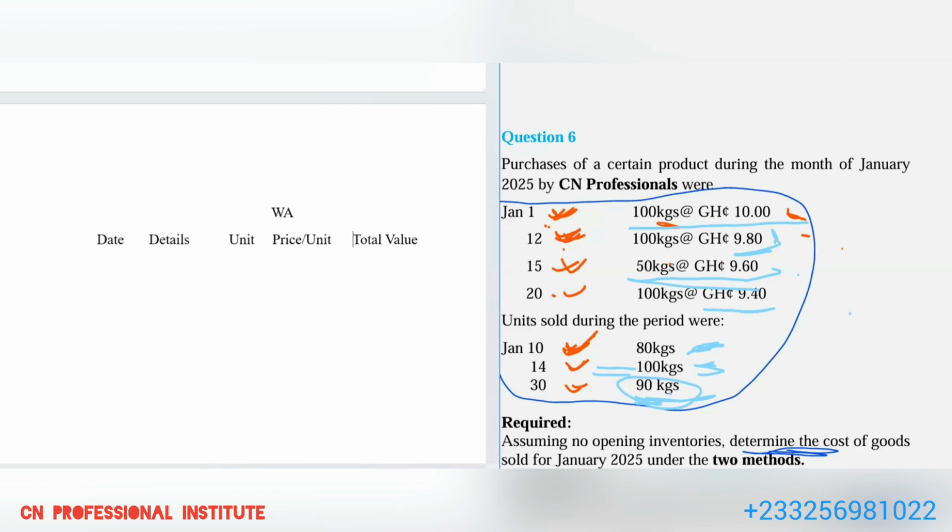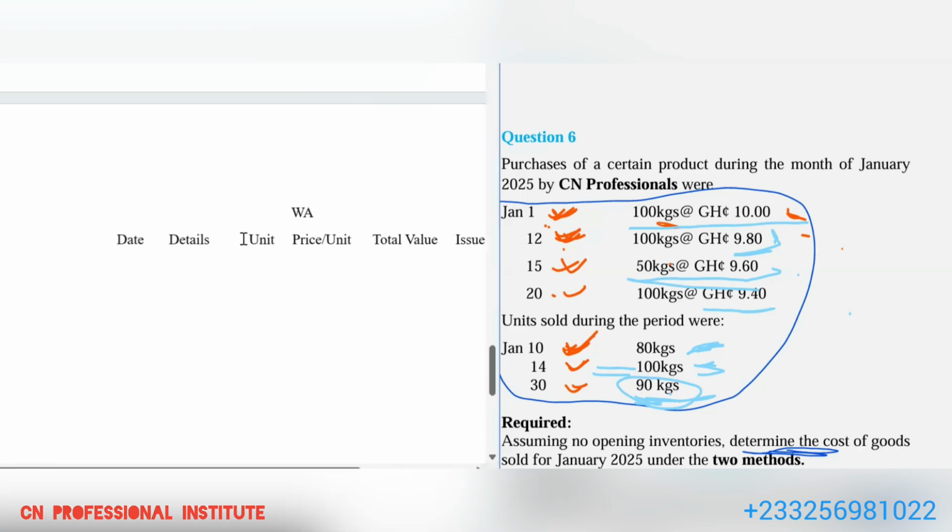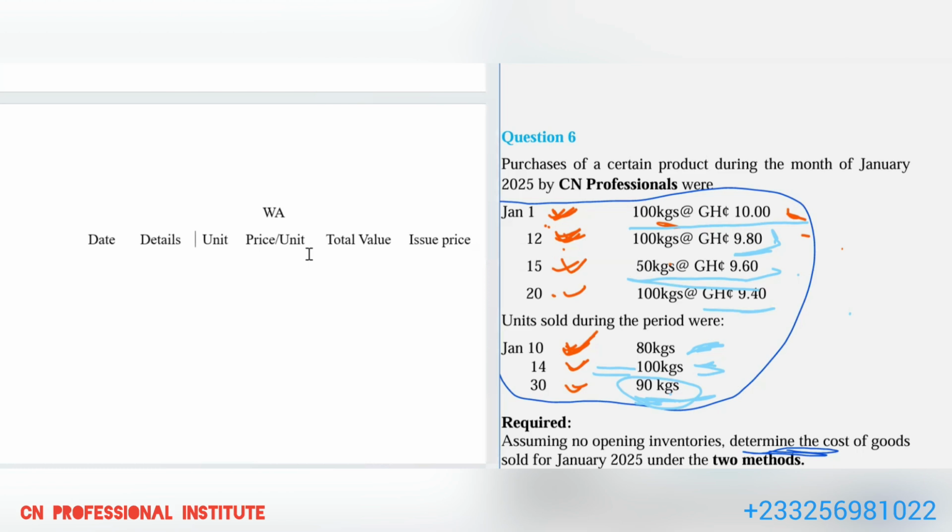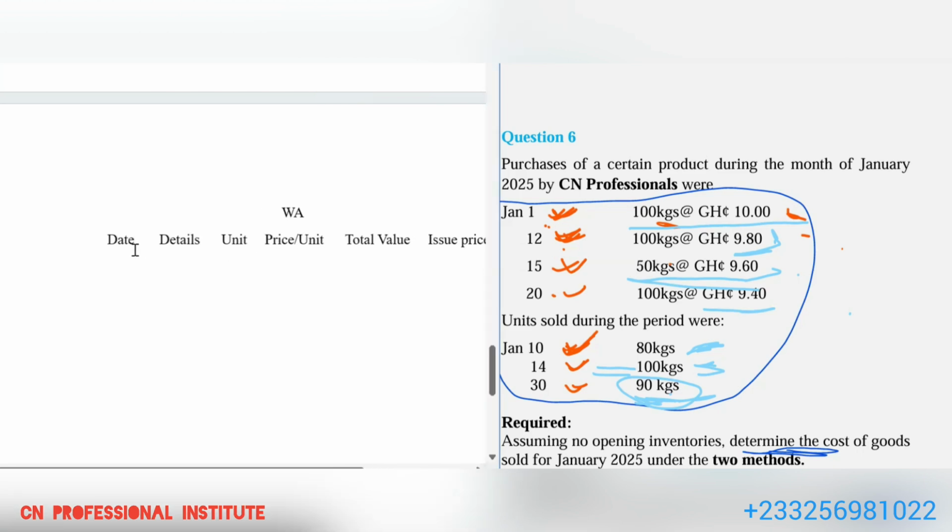But here we can add what we call issue price, because if you're using the weighted average method, you have to find your own issue price, right? It's not like the FIFO method where you use the cost of the goods purchased as the issue price. Here we are using weighted average, so we don't have to use the opening balance or the cost of what we are buying. We have to find the weighted average, and that's what we are going to use as the issue price. Okay, so let's start the same thing.